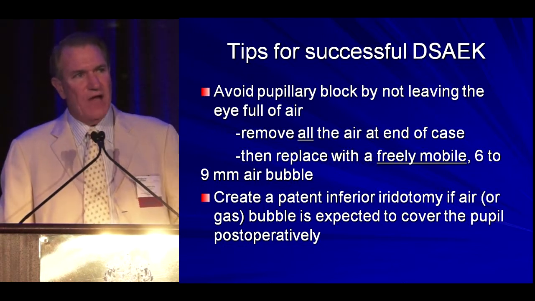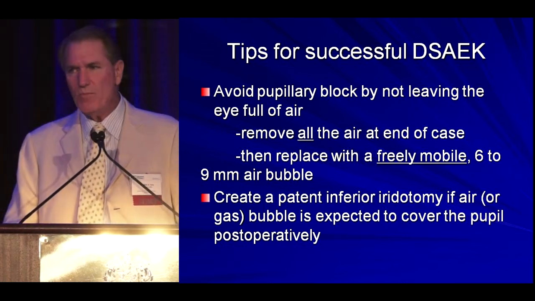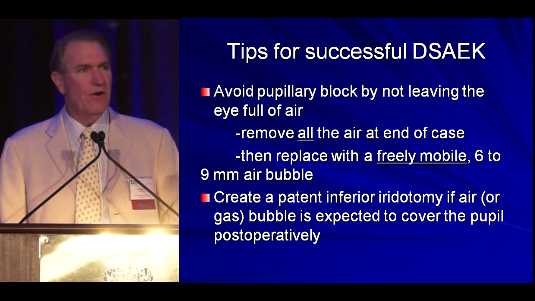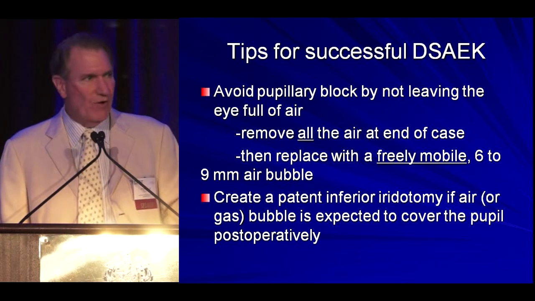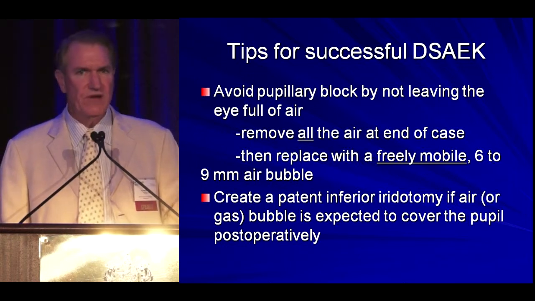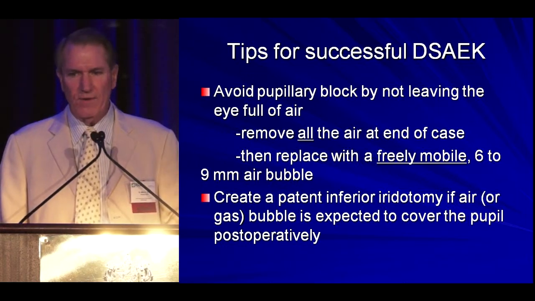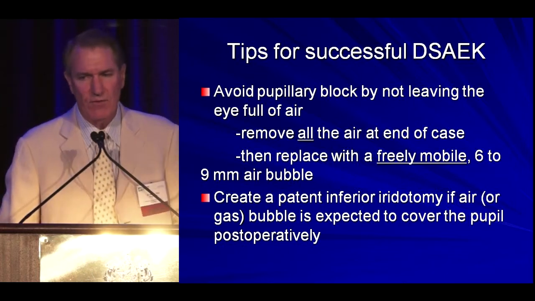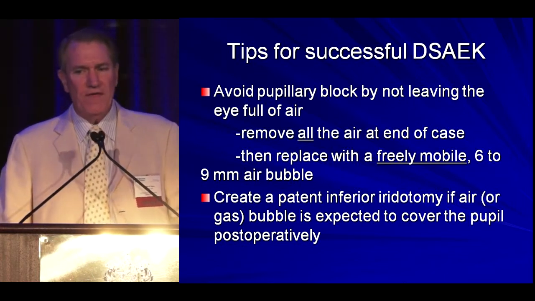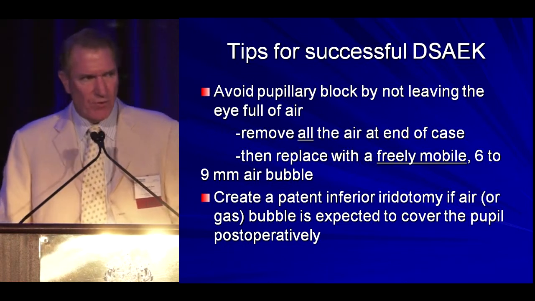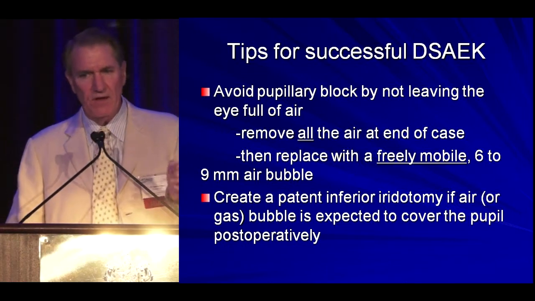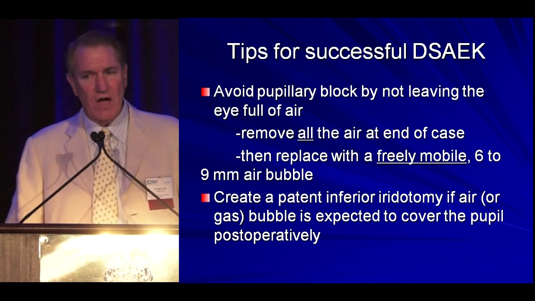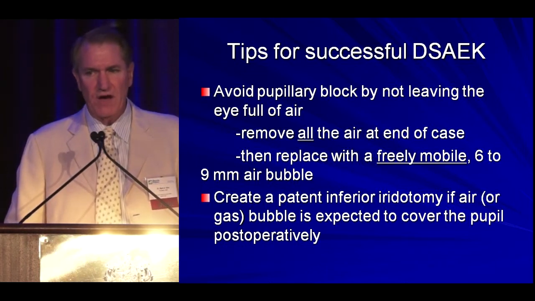If you find the patient has floppy iris syndrome or has a small pupil that cannot be dilated, then you should create a patent inferior iridotomy. Not a superior one. You don't want it blocked by your pupil when they're sitting up, but a patent inferior one. You can use either air or gas. We use gas in DMEK, but we use air with DeSake. And you want the air bubble, if you're going to use a peripheral iridotomy, to cover the tissue, and it can cover the pupil, but it should not be covering your patent inferior iridotomy.